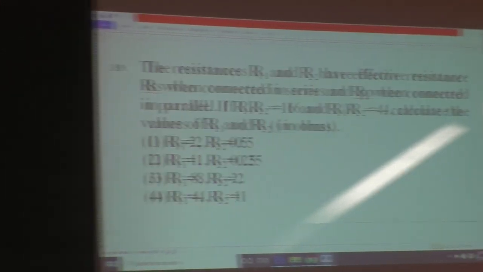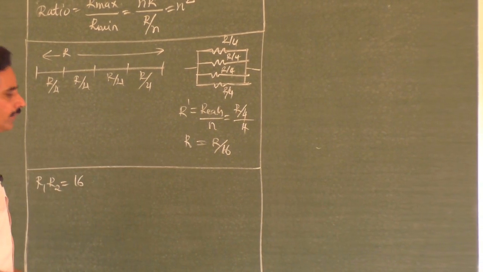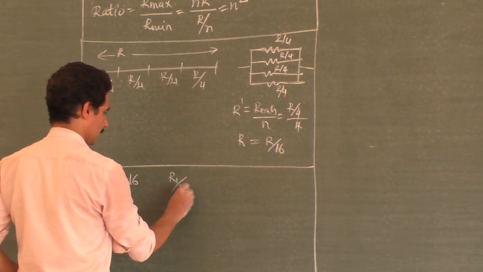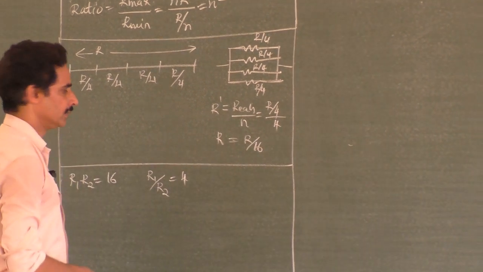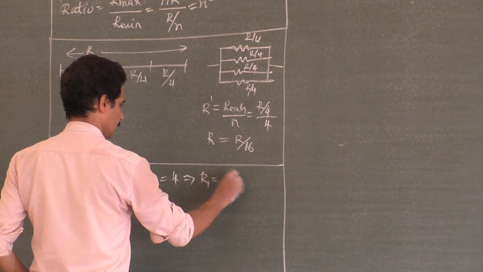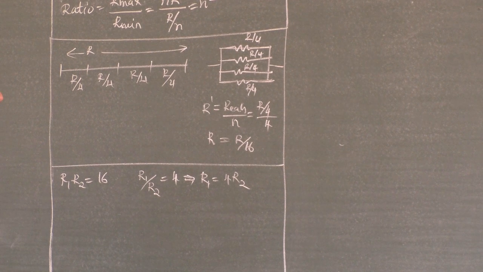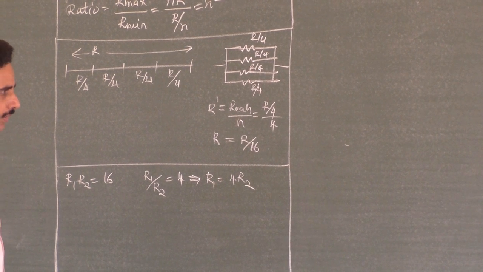R1 R2 is 16 and R1 by R2 is 4. Okay, we will use this. That means, can you write R1 is equal to 4R2? One equation here. Now parallel it is given. What is parallel? Rp and Rs. Calculate the values of R1 and R2. R1 by R2, 0.25 by 4.